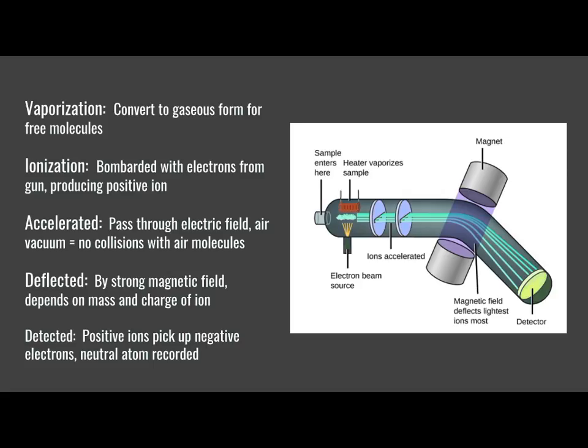So you have vaporization. If it's not already gaseous, it converts it to gaseous form. Then ionization. They use an electron gun to ionize, and then the ions are accelerated in the electric field and deflected by the magnet. So the first line right here would be the atoms with the lighter mass and the greater charge because they're deflected more, and then this one would be heavier with smaller charges.